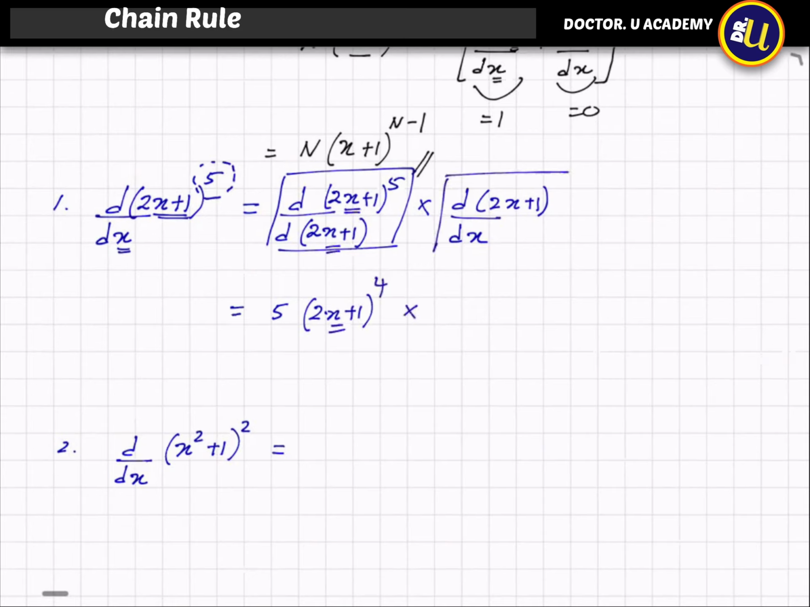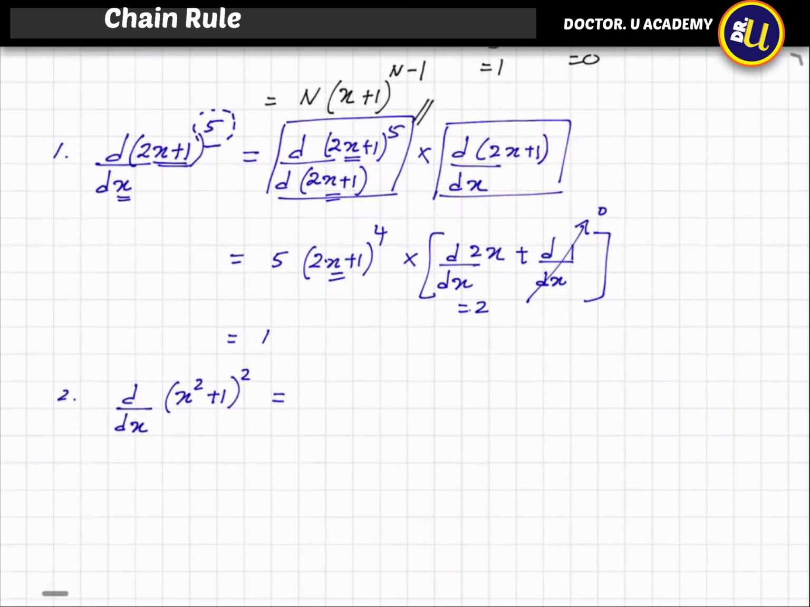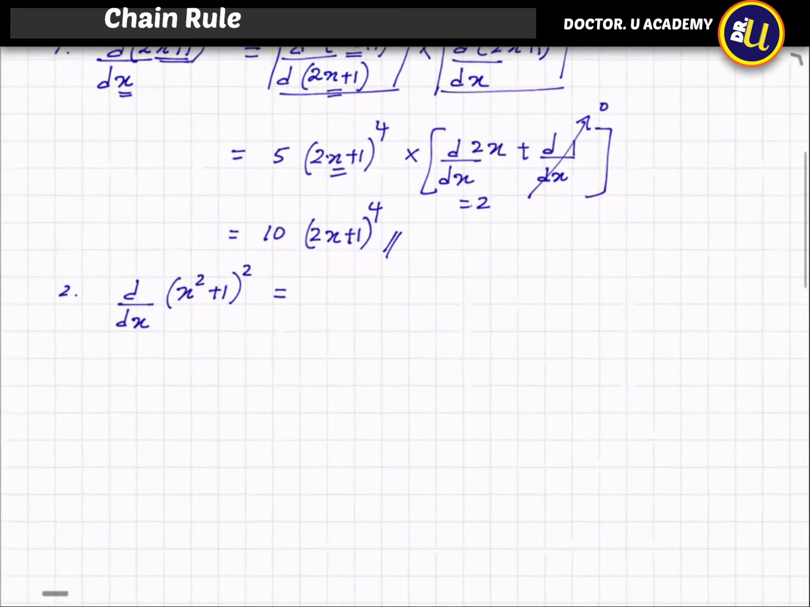And when you look at this one, you can split this. That would be d/dx of 2x plus d/dx of 1. So d/dx of 1 goes to 0, and this one is 2. So the answer would be 10 (2x plus 1) raised to the power 4. So that's the answer to that.